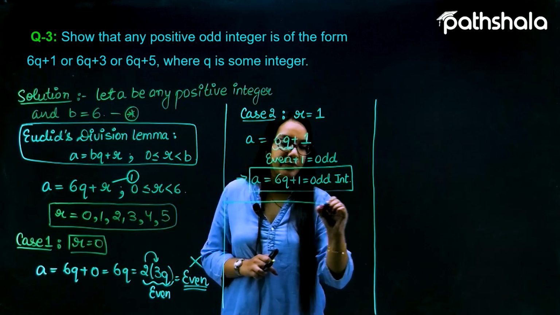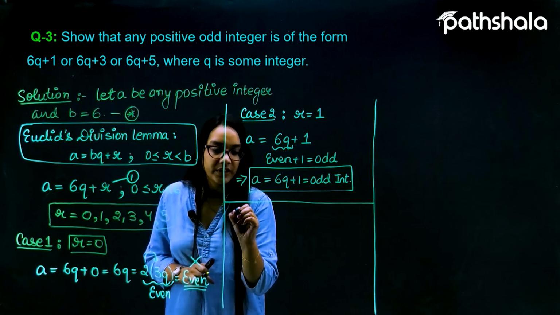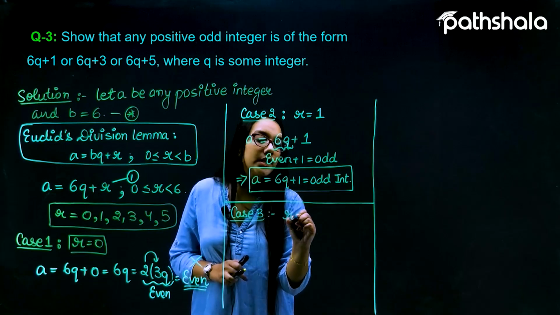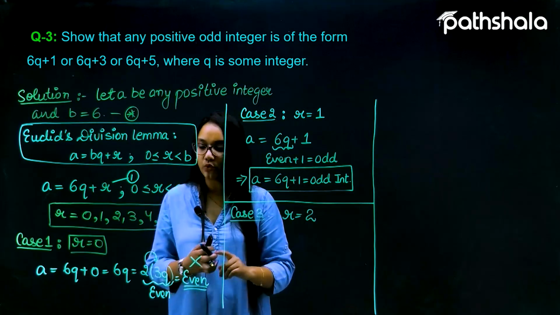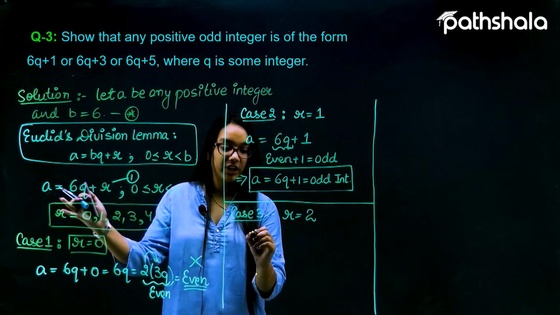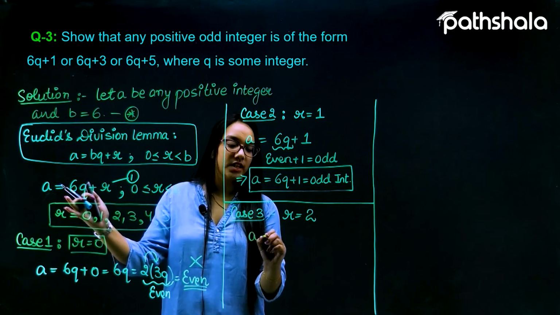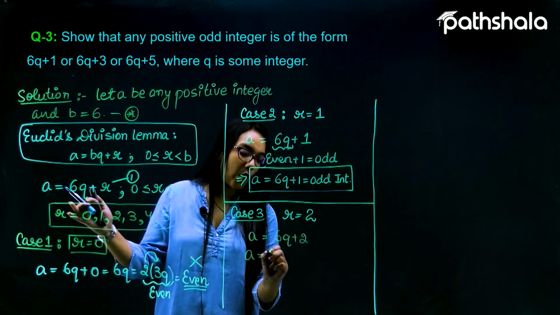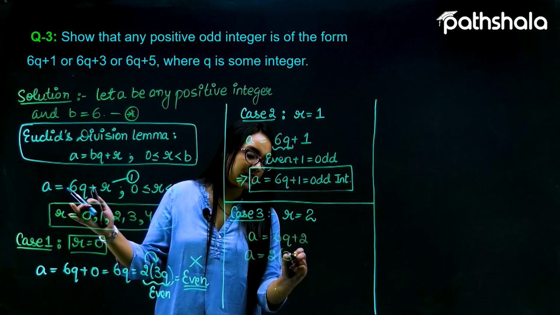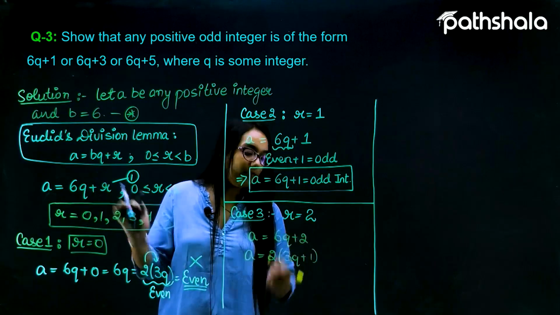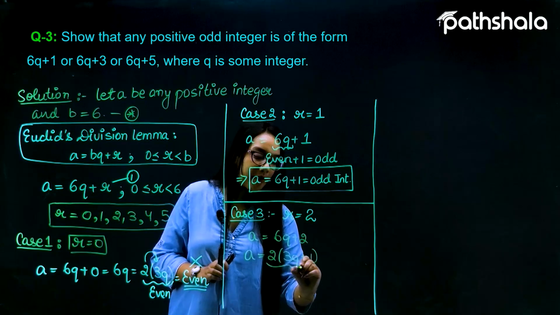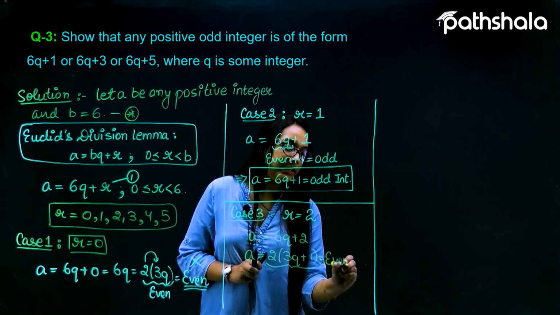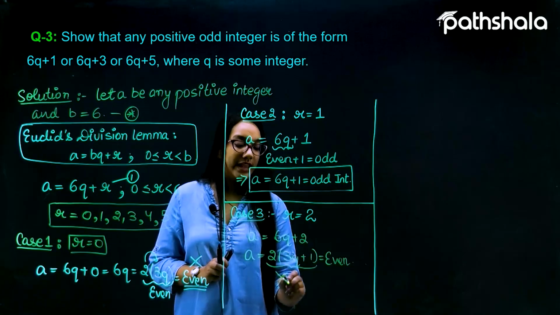If I'm drawing a line in between these two cases, case number 3 will be like remainder is 2. Substitute r is equal to 2 over here. So a is equal to 6q plus 2. We can take 2 as a common value from here. So we get the answer as 3q plus 1. Obviously, this number has a factor of 2. It means that it is nothing but an even integer. So we have to neglect this case again.